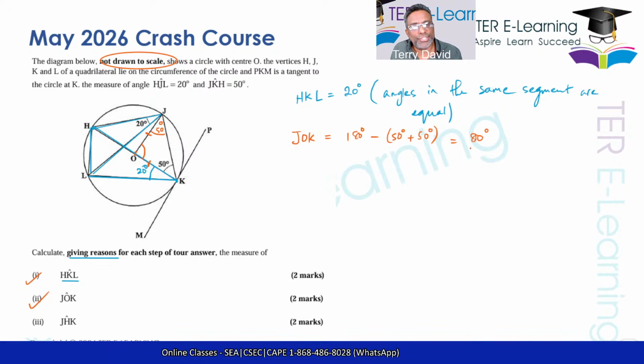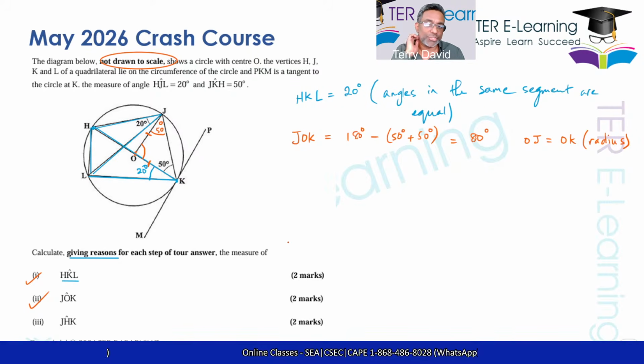So that angle JOK is going to be 80 degrees based on the fact that it is an isosceles triangle. When they ask you for the reason, you're going to say that OJ is equal to OK, and that's the radius of the circle. So you need to tell them it's an isosceles triangle. That's the reasoning we're using there. So that's part two. The next one we want is JHK.